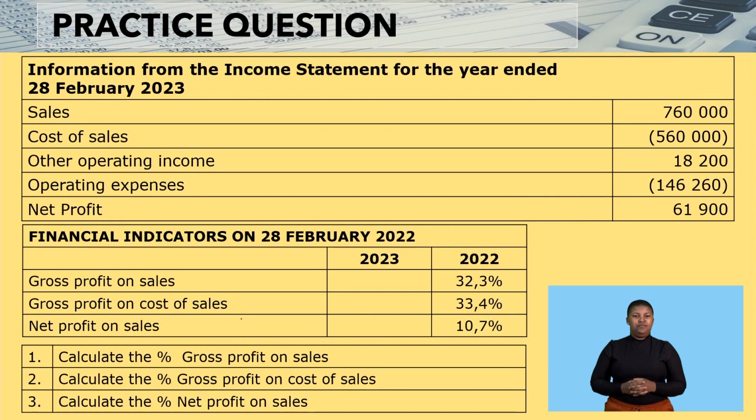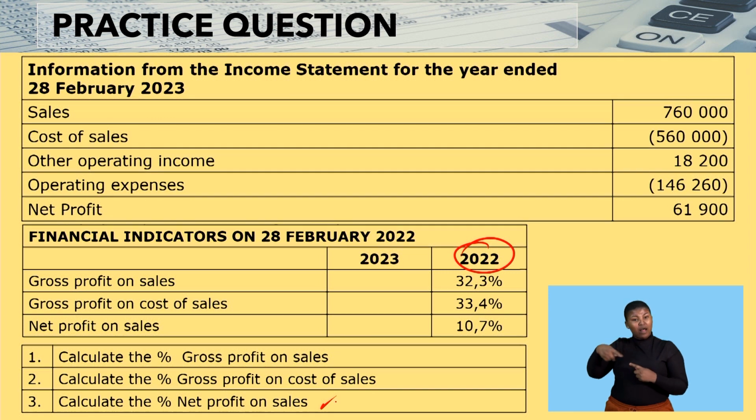In today's class, we're dealing with analysis and interpretation of financial statements, and our focus is mainly on profitability financial indicators. I have a practice question from the year ended 28 February 2023, and we are given some financial indicators for the year 2022 already. But the demands of the question are that we must calculate the gross profit on sales, gross profit on cost of sales, as well as the net profit on sales.